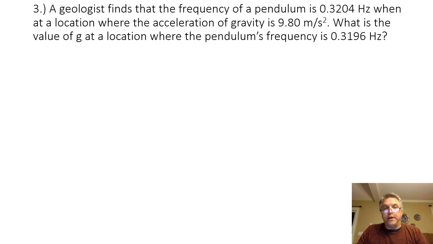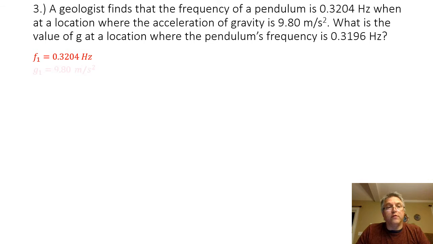Problem number 3. A geologist finds that the frequency of a pendulum is 0.3204 Hertz when at a location where the acceleration of gravity is 9.80 meters per second squared. What is the value of g at a location where the pendulum's frequency is 0.3196 Hertz? So we're given the frequency of the pendulum at the first location is 0.3204 Hertz.